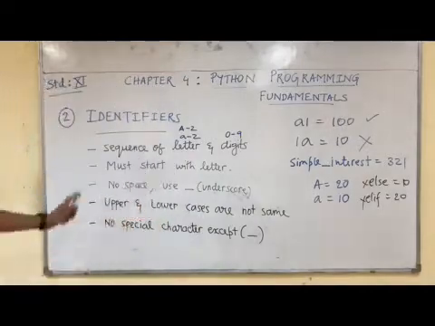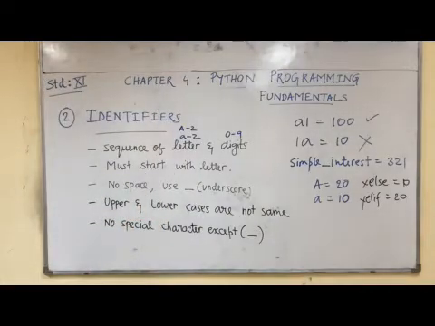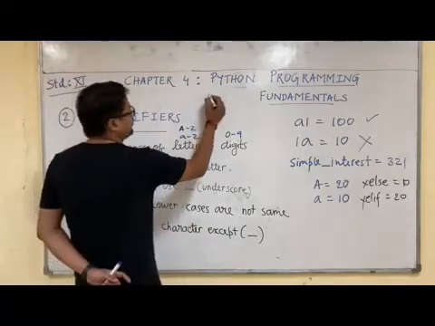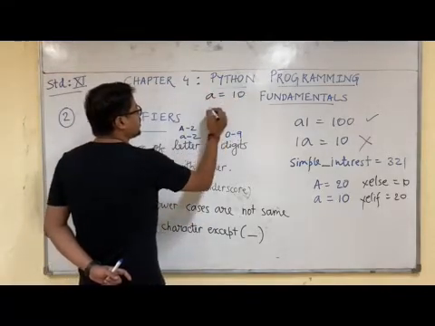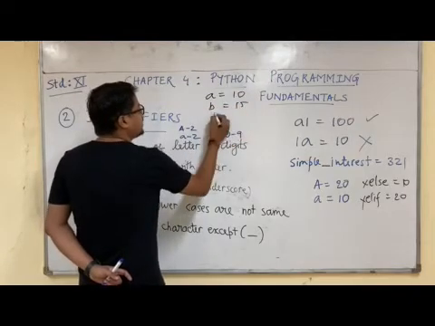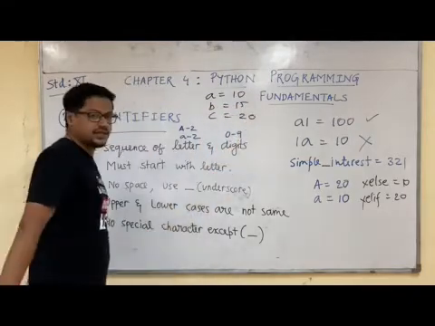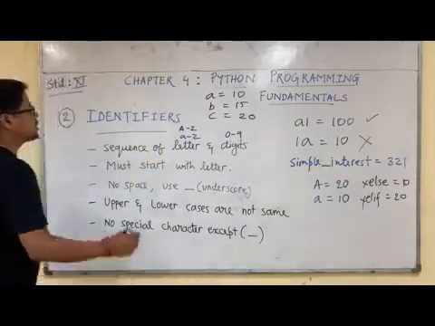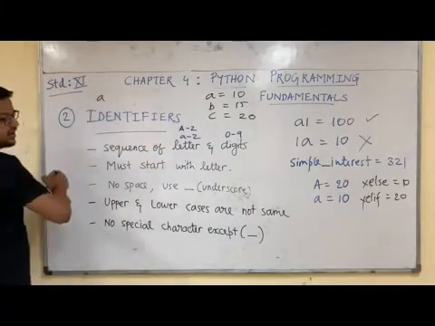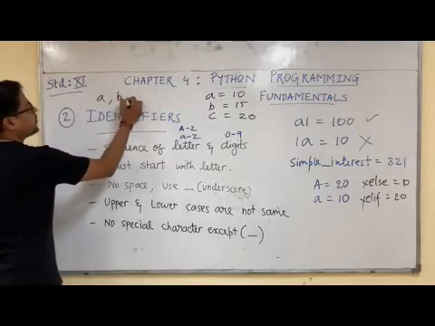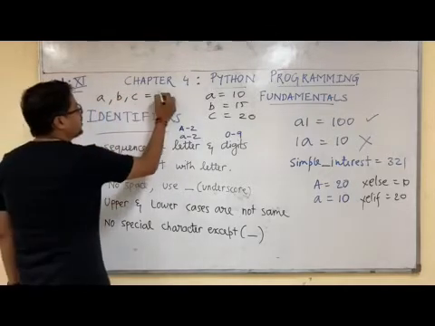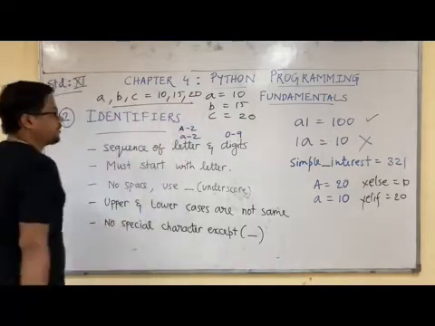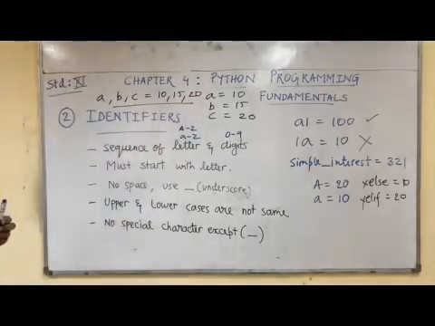One more thing, because we are discussing identifiers, I would like to throw light on it. We can have multiple assignments. Suppose we want A equal to 10, B equal to 15 and C equal to 20. This is fine, this is nice. These are assignments on different lines. We can also have this assignment in a single line, like A comma B comma C is equal to 10 comma 15 comma 20. So multiple assignment is also possible.